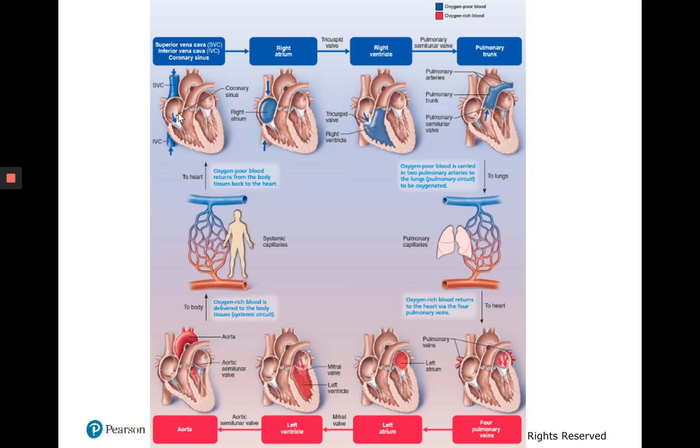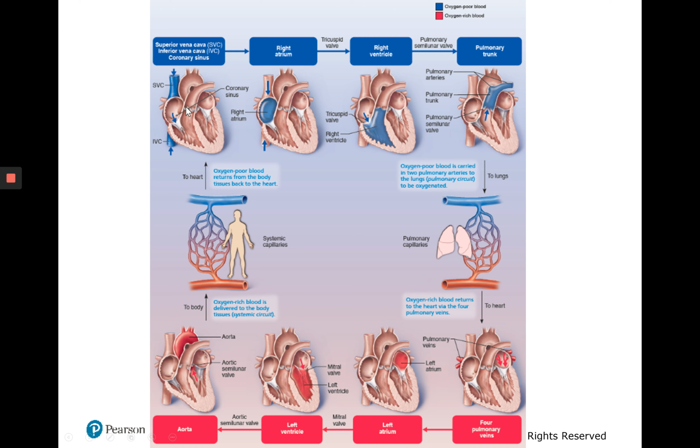So let's say that again. The superior vena cava, the inferior vena cava, and the coronary sinus are venous structures that empty into the right atrium. That's what we're seeing right here. From the right atrium, blood has to pass through an AV valve to get to the right ventricle. That AV valve on the right side of the heart is the tricuspid valve. From the right ventricle, blood then has to pass through a semilunar valve to get to a major artery. On the right side of the heart, that semilunar valve is going to be the pulmonic or pulmonary semilunar valve.